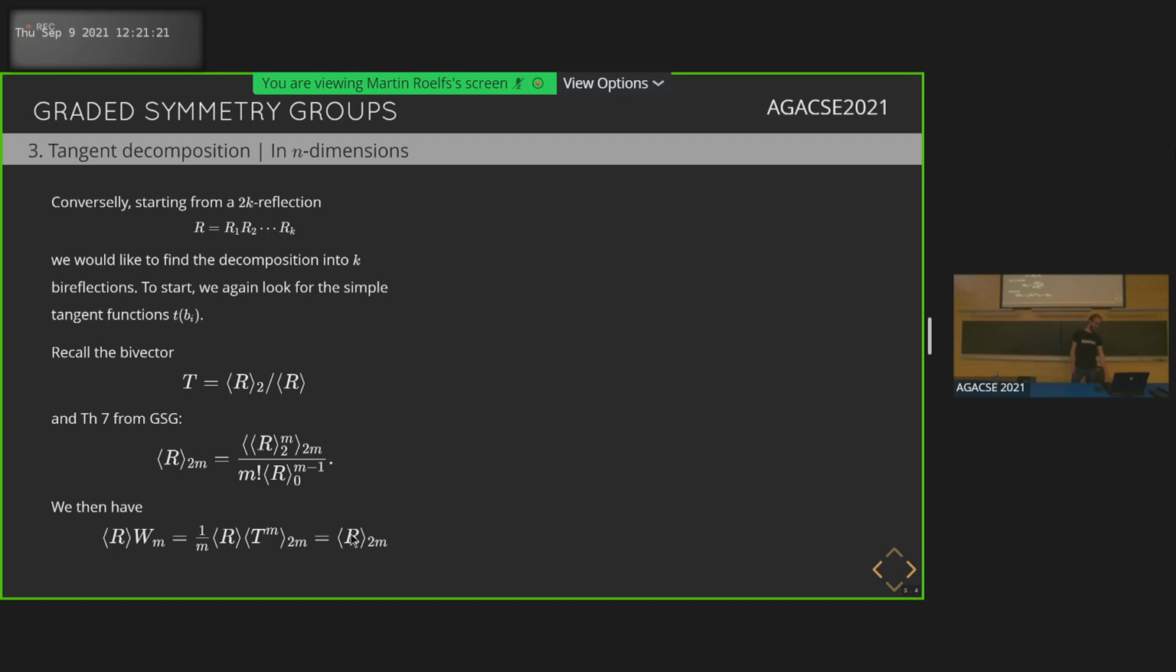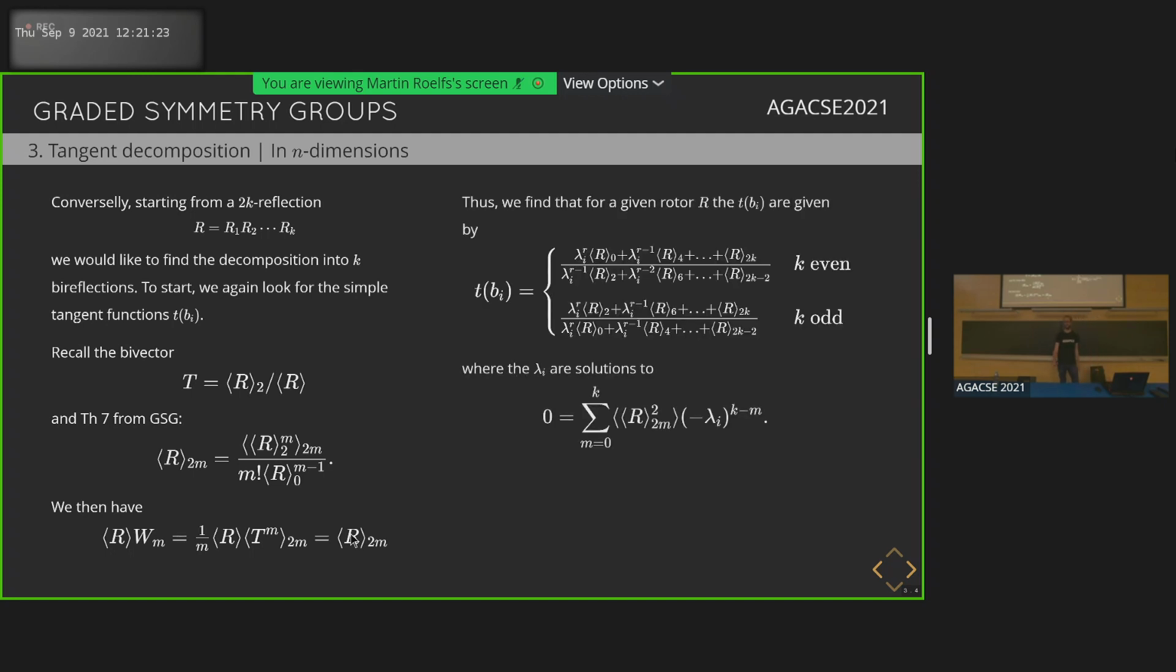And so then I immediately find for the solution of T b_i that I can always write it in terms of grades of the rotor and these lambda i's. Again, the distinction between k even and k odd appears. So then I also do the same trick for the square. We square this again, and then we know how to find the values of tau. Oh, sorry, I see it here. This is not lambda. This should have been tau here to avoid confusion.